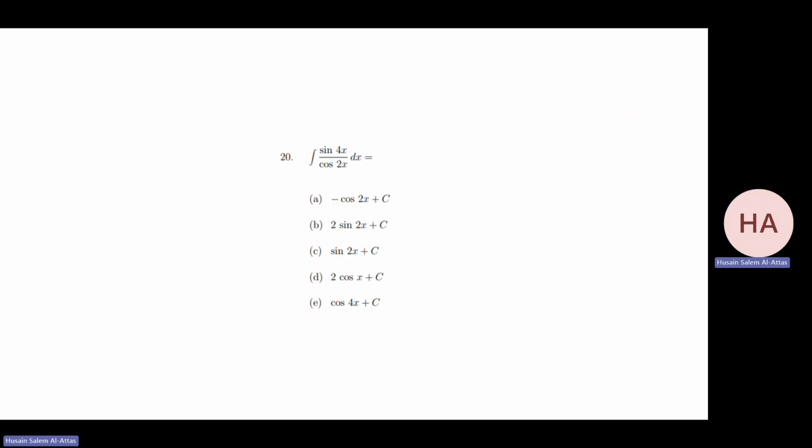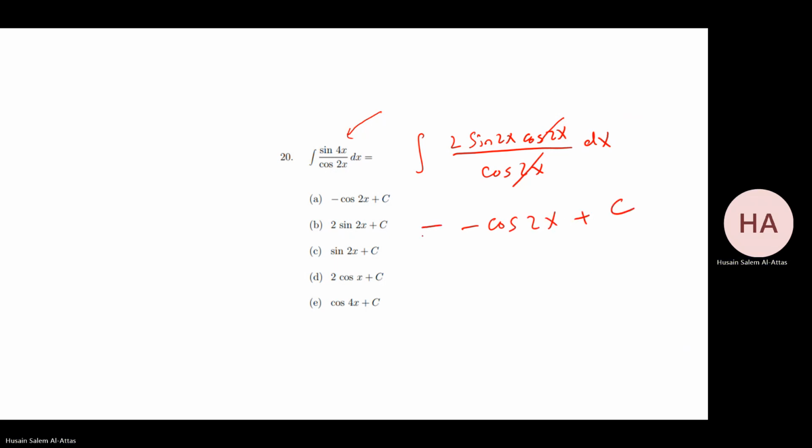Sine 2x over cosine x. Yeah, if I open this as a double angle, that will be 2 sine x cosine x over cosine x dx. It is cancelled. What's the integral of 2 sine x? That will be minus 2 cosine x plus c. What is this? Minus cosine 2x plus c.